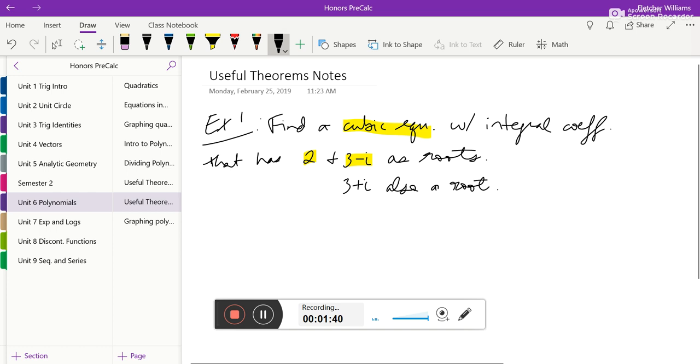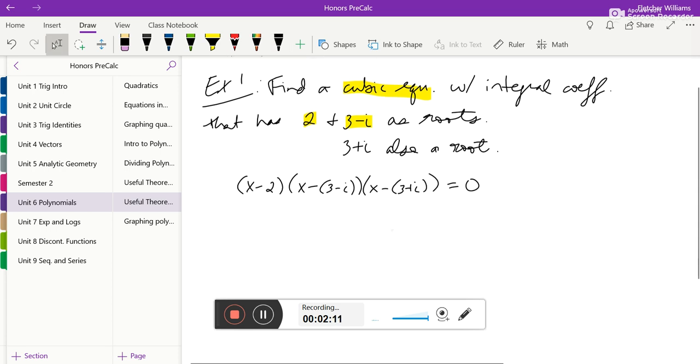Okay, so to form the equation, you take the roots and make the factors. The factor that goes with 2 would be x minus 2. The factor that goes with 3 minus i would be x minus (3 minus i). And the factor that goes with 3 plus i would be x minus (3 plus i). So that's the reverse. You're given the roots, you turn them into factors, and then you distribute to get the cubic equation.